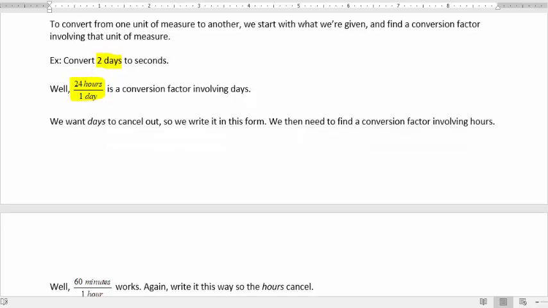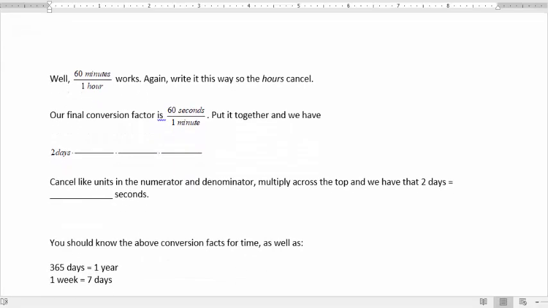Okay, so then your answer at that point would be in hours, and then you'd want to find a conversion factor involving hours. So the conversion factor involving hours is going to be 60 minutes over 1 hour. And again, you want to write it that way so that then the hours would cancel. Then you have to find a final conversion factor that deals with minutes, and that would be that 60 seconds equals 1 minute, and you'd write that conversion factor as 60 seconds over 1 minute. And then you'd put all those things together, and you'd get something that looks like this.